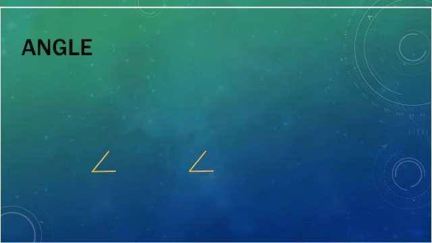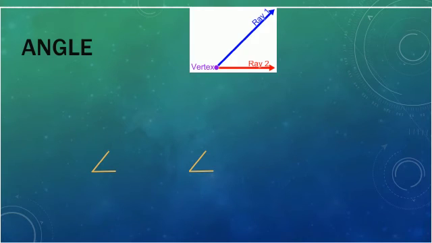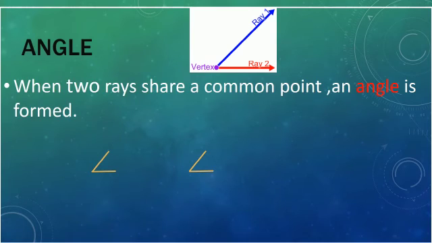Now we are going to learn angles. Here in the picture you can see the vertex, ray 1 and ray 2. Vertex means the point where two rays share a common point. From this single point, two rays are coming out. So this is called an angle. When two rays share a common point, an angle is formed.